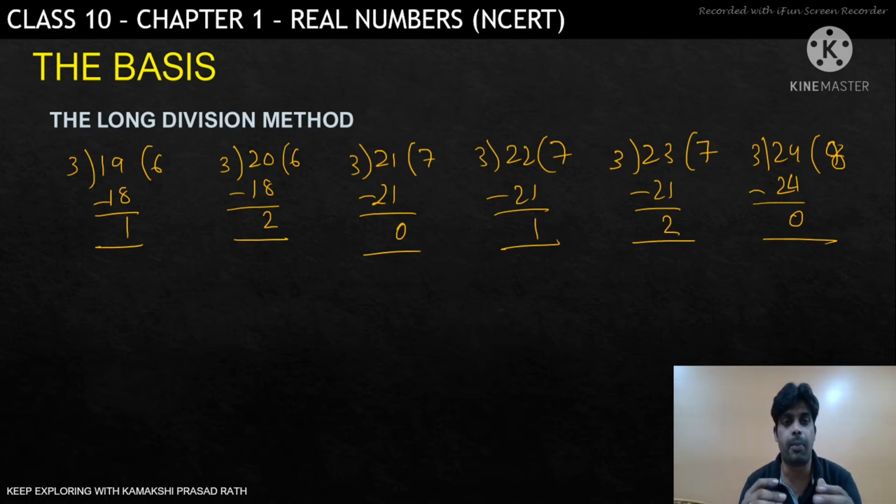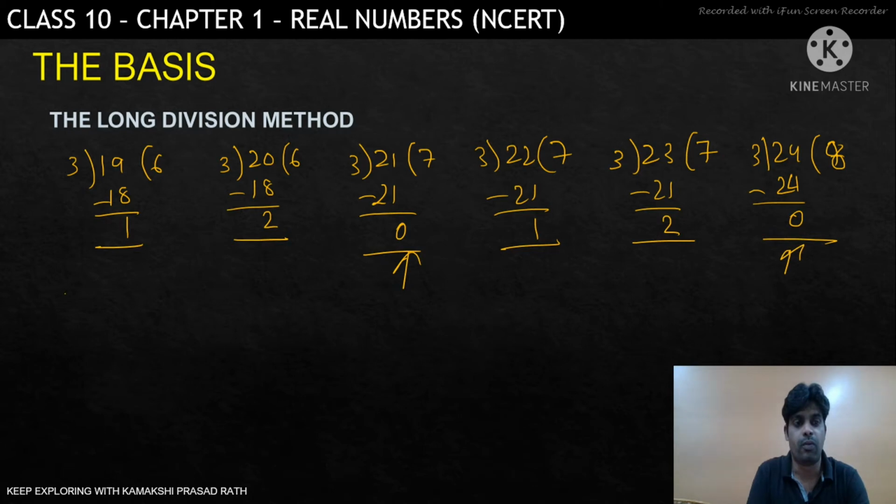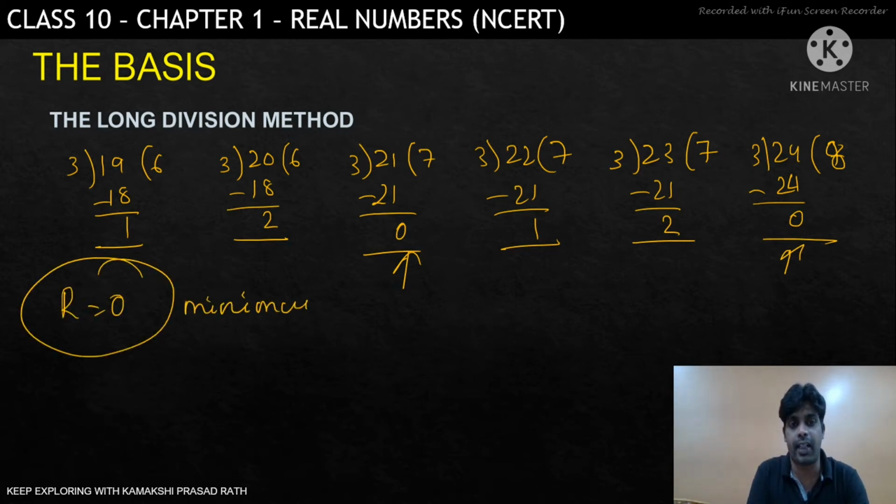Whenever we divide any number by 3, the minimum remainder that we get is 0. Less than this we will never get. When we divide two positive integers, and we are considering only positive integers now, we get a remainder of 0 as the minimum. Less than 0 we will never get.